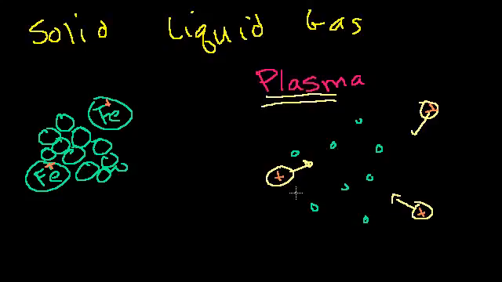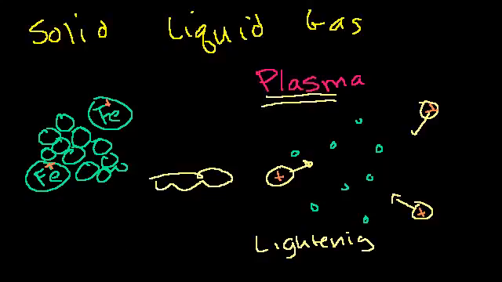And you might say, oh, that sounds like a bizarre state of matter. Where does it exist? Well, probably closest to home, it exists in lightning. And that's worthy of an entire video. But the idea is that you start having a huge potential difference between the clouds and the ground.